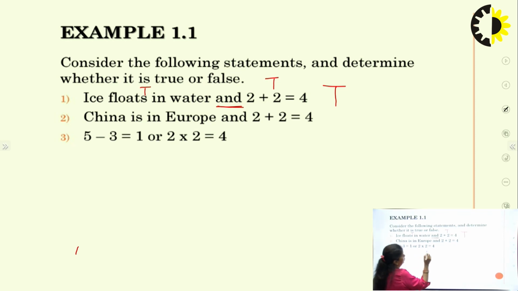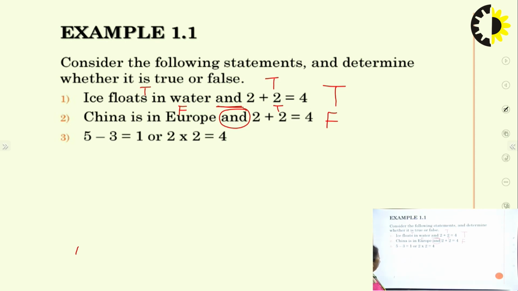Now, the next one, China is in Europe. This is one proposition. We have again connected it using this AND and 2 plus 2 is equal to 4. This is another proposition. So, again, the final output is only going to be true if both the propositions are true. But China is in Europe, false, and 2 plus 2 is 4, this is true. So, this is actually false. Even if one proposition is false, the final output will be false.